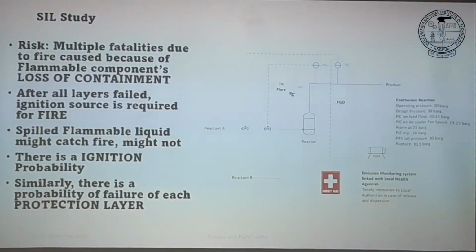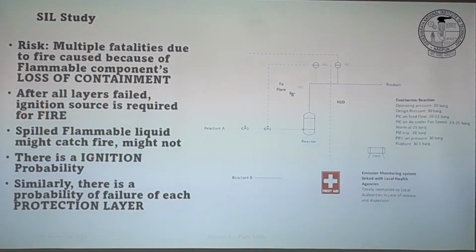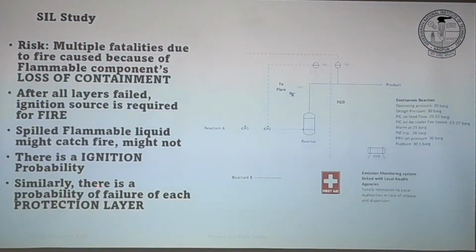So we'll see now how you add all these probabilities mathematically and come up to this fatality finally happening 2 times in 100,000 years, 10 to the power 4 years. So as ignition has a probability, all these, we call these protection layers, they also have a probability to fail.